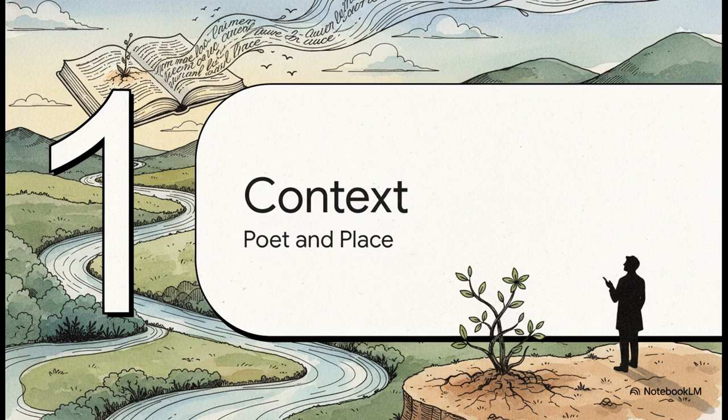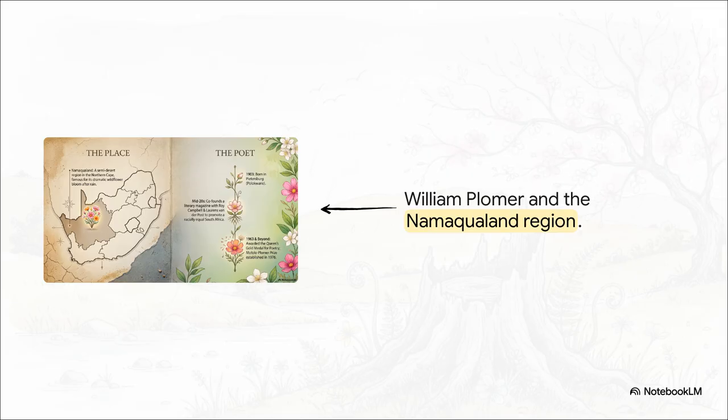Let's kick things off with Section 1, Context, Poet and Place. So, our poet is William Plomer. He was born in South Africa in 1903 in what's now Polokwane, and Plomer had this incredibly deep, intimate connection to the diverse landscapes of his home country. Throughout this explainer, we'll see exactly how he leverages that intimate knowledge of the Namaqualand region to frame a much broader, much more profound message about nature's latent vitality. I mean, he isn't just describing a bunch of flowers here. He's actually showing us how life is always waiting, just beneath the surface, for the absolute right conditions to emerge.